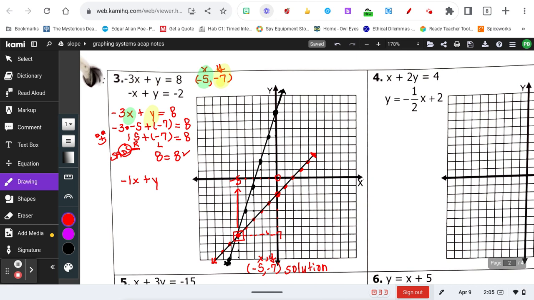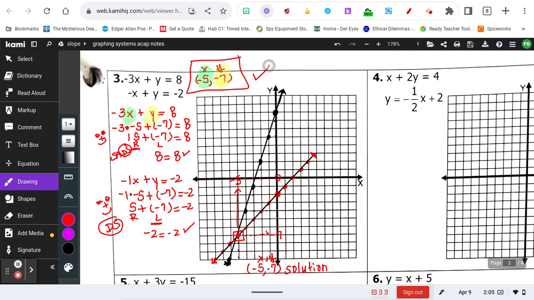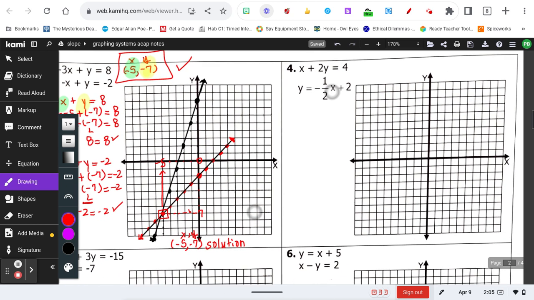Put the -1 in front of that x. I'm going to change x to -5 and y to -7 and see if I get -2. Well, again, a negative times a negative is a positive. And if I use SADS, I'm going to have to subtract because that's right and left, and it's definitely more to the left, so it is -2. So -5, -7 does check as an ordered pair for both because it makes the left side of the equation equal to the right side in both of those equations. All right, let's take a look at number 4.